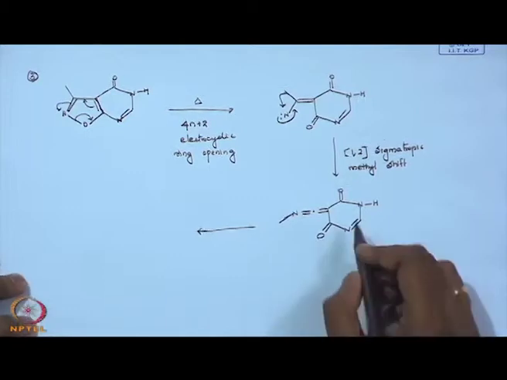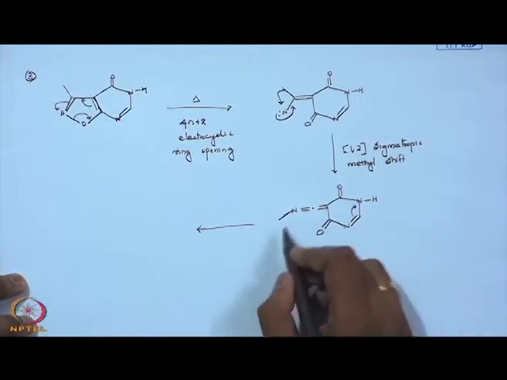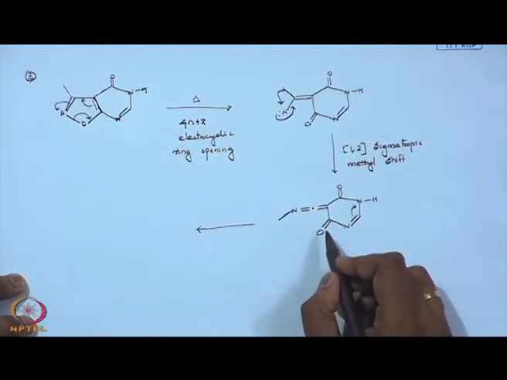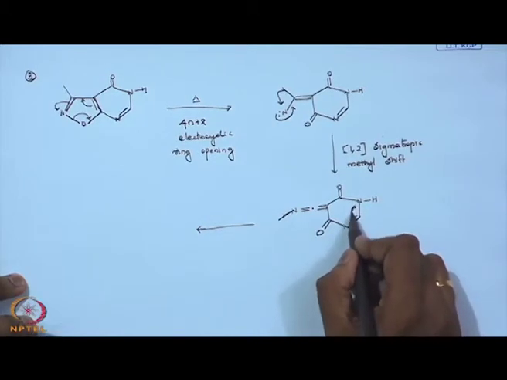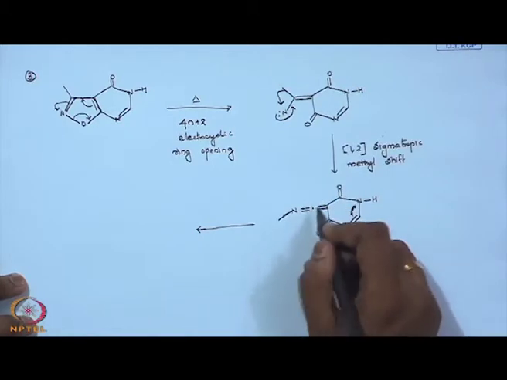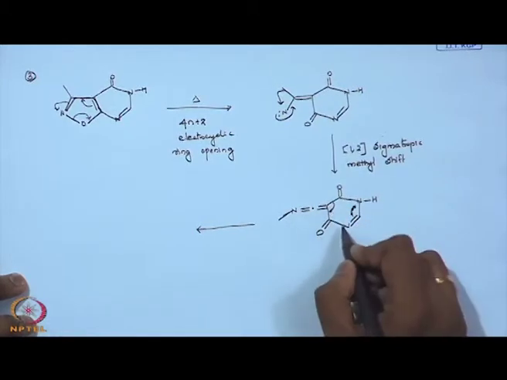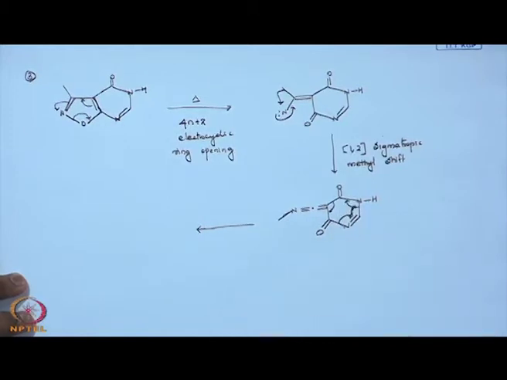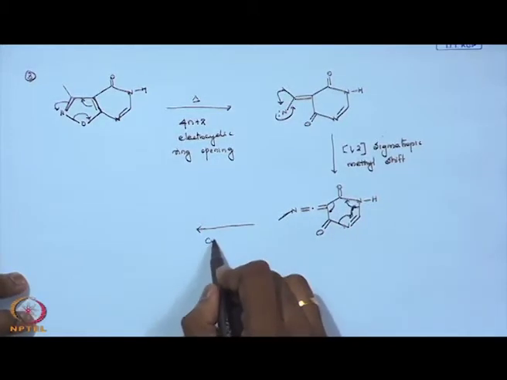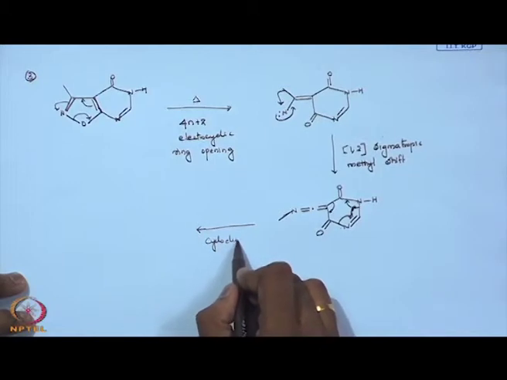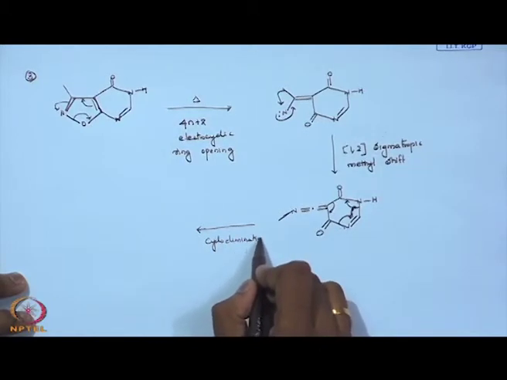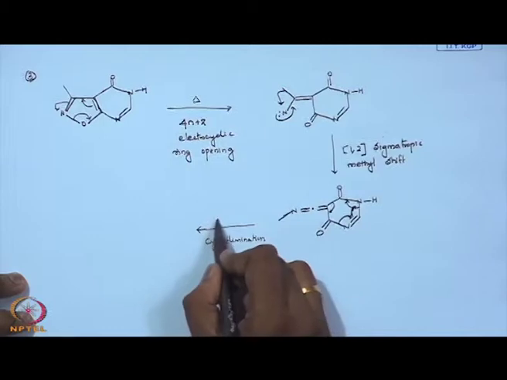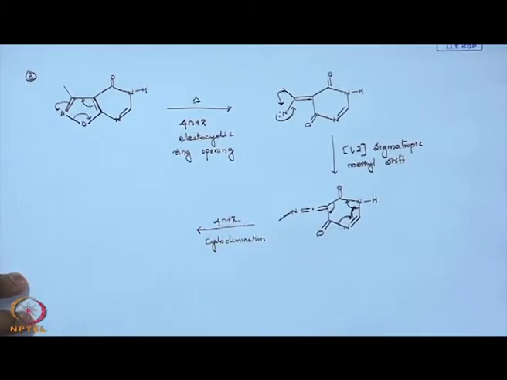So it's a sort of ring opening system which you have to understand. It's called a cyclo-elimination type of ring opening. This one, so they call it a cyclo-elimination. It's nothing but a 4n+2 system, right?